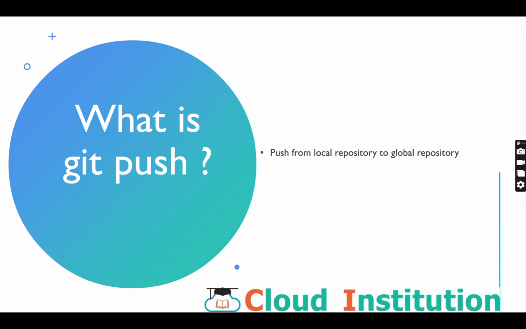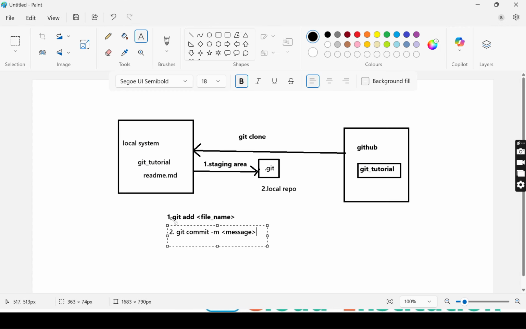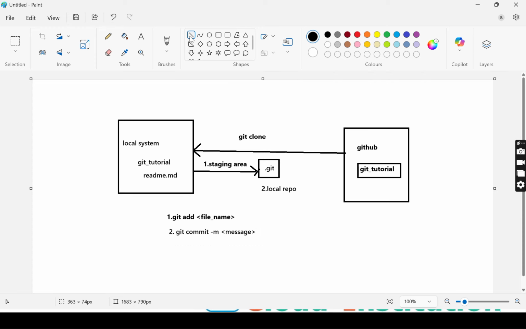So we have to use the command. Every time you modify something, we have to go with three steps. What are these three steps? One is git add: first, if you modify, we use git add to move the changes into the staging area. Then we commit to save the records in the .git. And if I want to push from the local repository to the global one, I have to use git push.